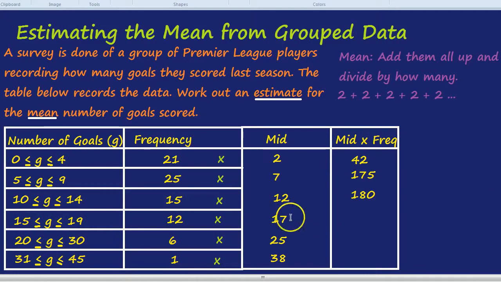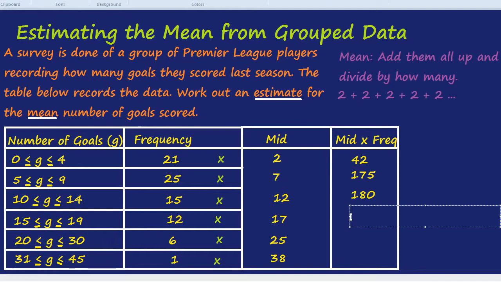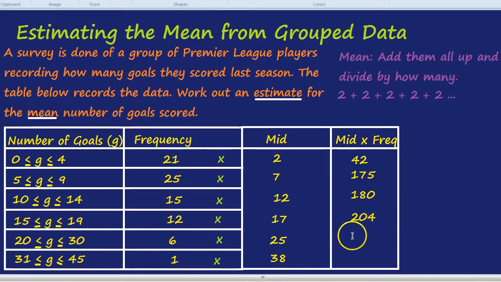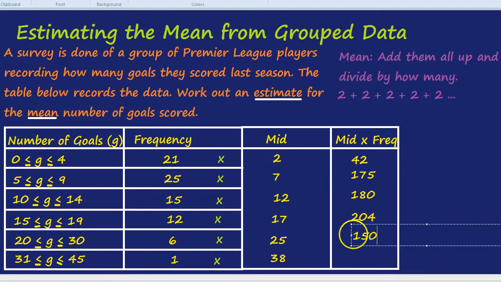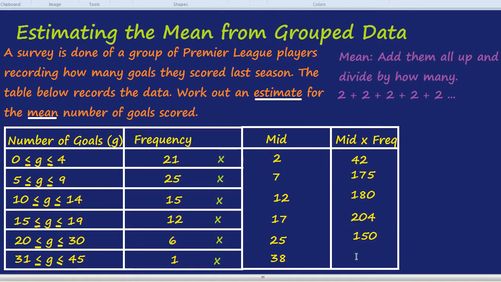17 times 12, I just do 17 times 10 and 17 times 2 and then add them together. That would be 204. 25 times 6 would be 150. And 38 times 1, that's a nice one, is 38.